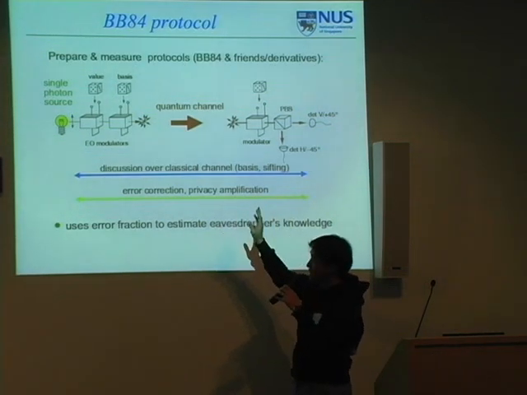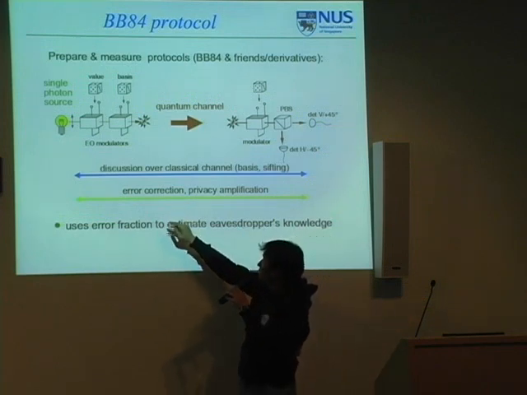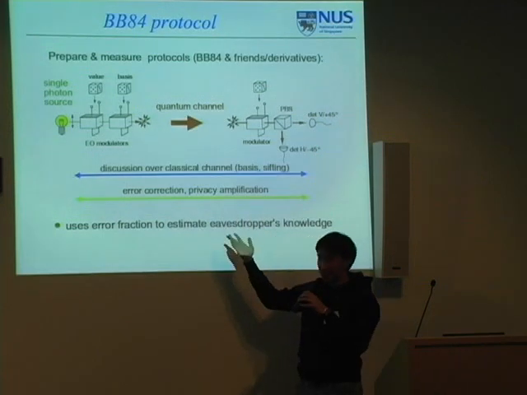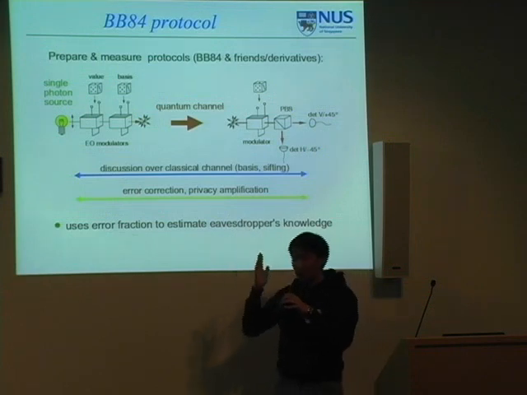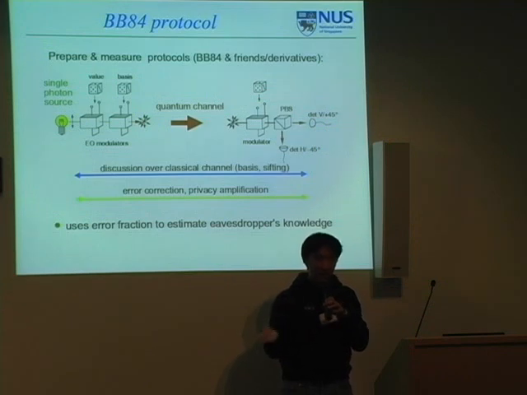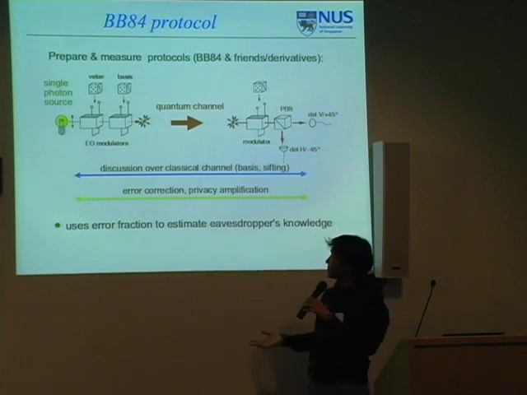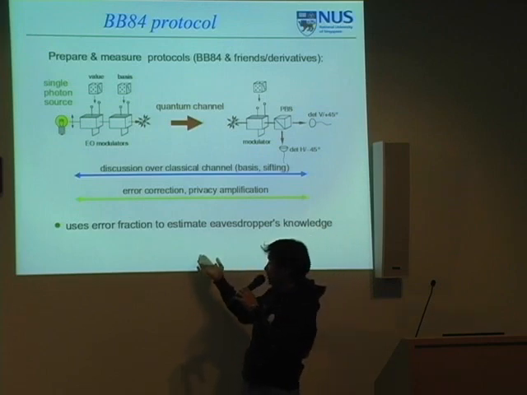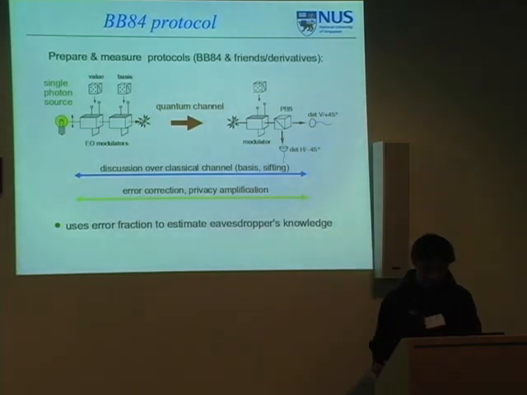Now, of course, in any practical implementation, there are errors. And so the next step is error correction and privacy amplification. Privacy amplification simply means that you must assume that all the errors in your key come from an eavesdropping attempt. So what you do is you use the error fraction to estimate the information of an eavesdropper. And once you know the information of the eavesdropper, you can try and suppress all the information that she has. And that step is called privacy amplification.